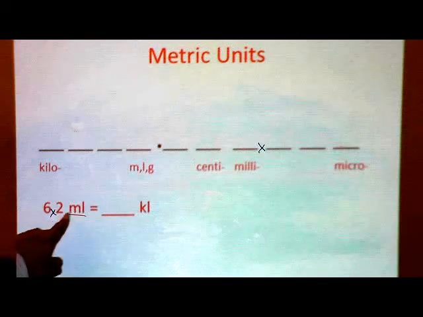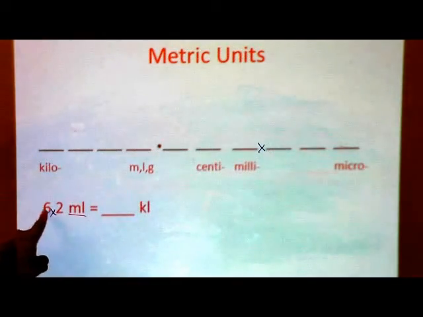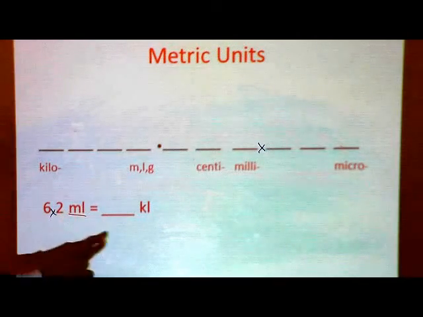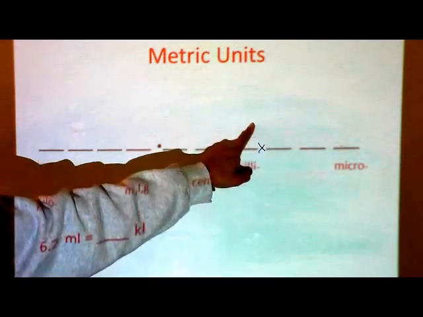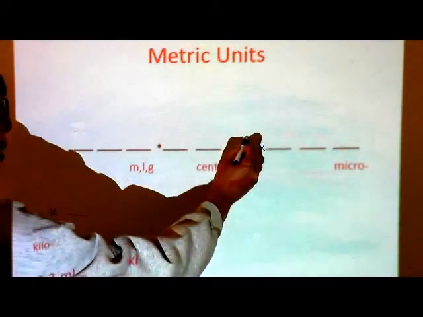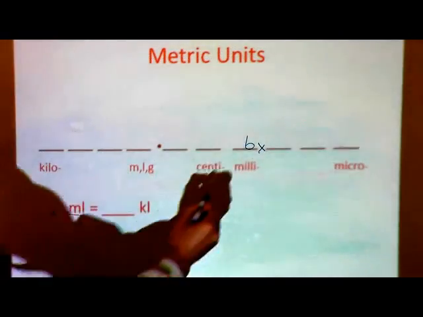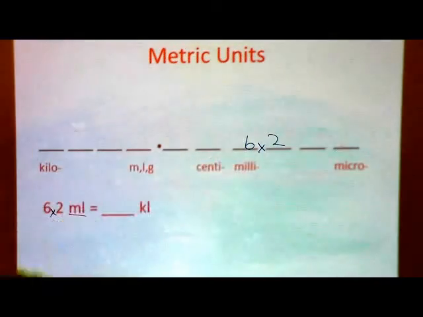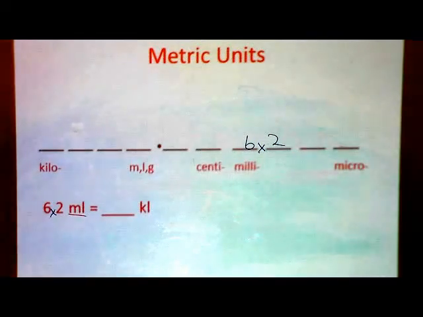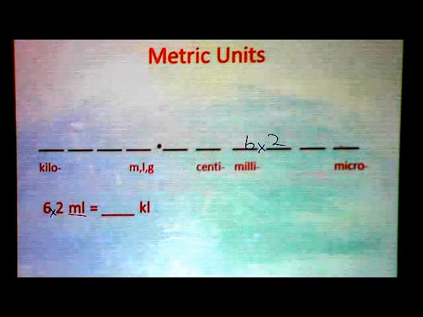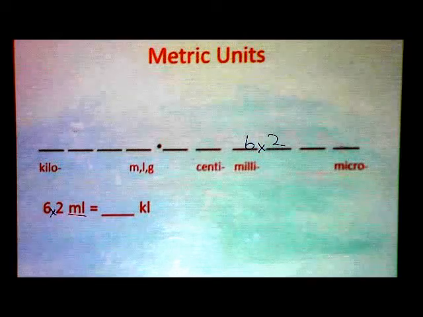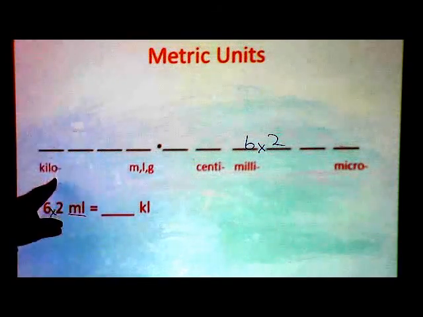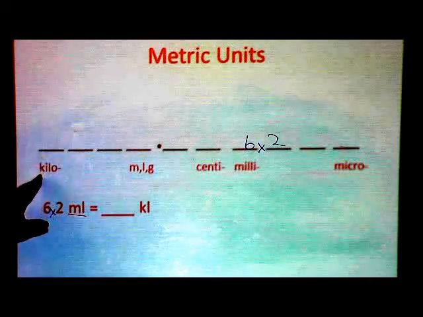Now, what I want you to do is bring this number into the number line. So, if that's the decimal point, one space to the left is the number 6. One space to the right is the number 2. Okay, so that's how we write this number up here. Then the next step is find where you want to go. That is, what unit are you looking for to solve? Here we want to go to the kiloliter. So this is the kilo column.